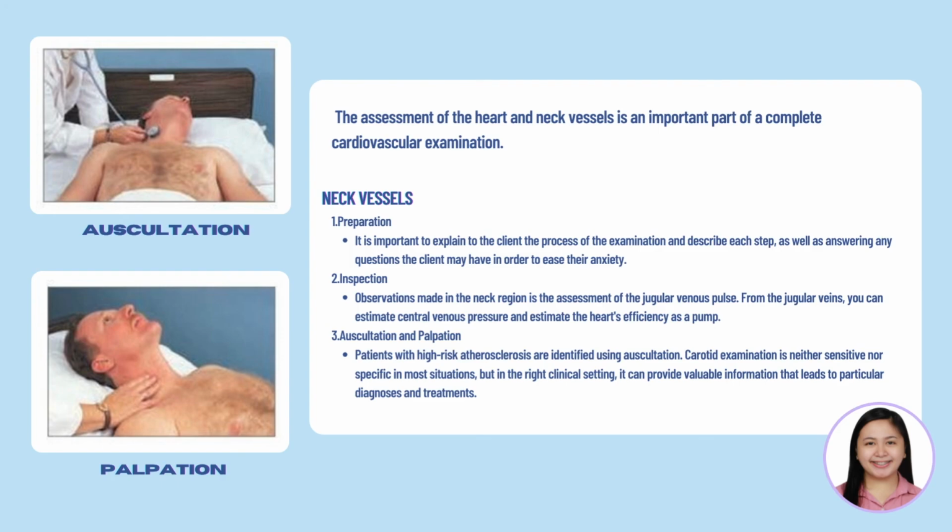It is important to explain to the client the process of the examination and describe each step, as well as answering any questions the client may have in order to ease their anxiety. Second is inspection. Observations made in the neck region is the assessment of the jugular venous pulse. From the jugular veins, you can estimate central venous pressure and estimate the heart's efficiency as a pump.